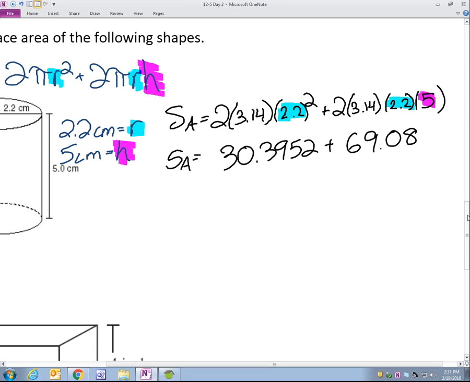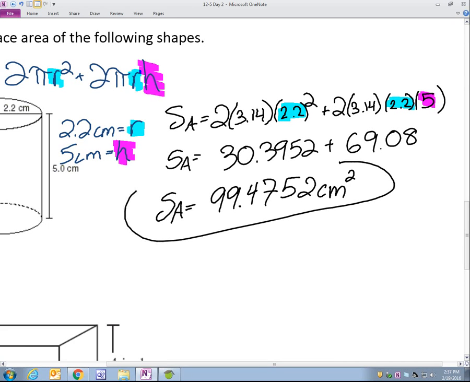So after I add those two together, the surface area of this prism is going to be 99.4752 centimeters squared. And if you don't have units on tomorrow's homework, you will get a quarter point taken off, just like it was today.